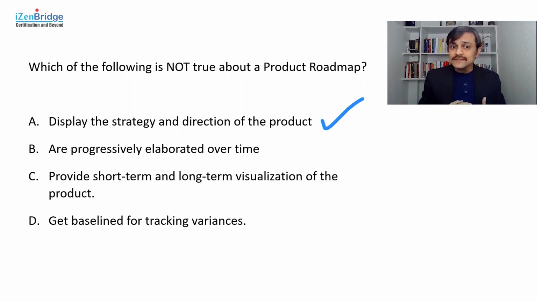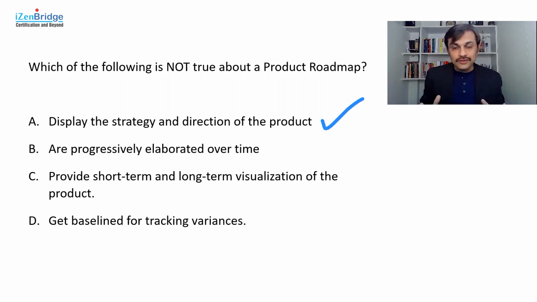Are progressively elaborated over time. So what does it mean? The idea here is the direction is laid out, but the detail inside that direction will get refined and elaborated and adjusted over a period of time. Which means product roadmaps are expected to get elaborated, explained, and modified as we go along. That's something we can say is indicated by the option B.